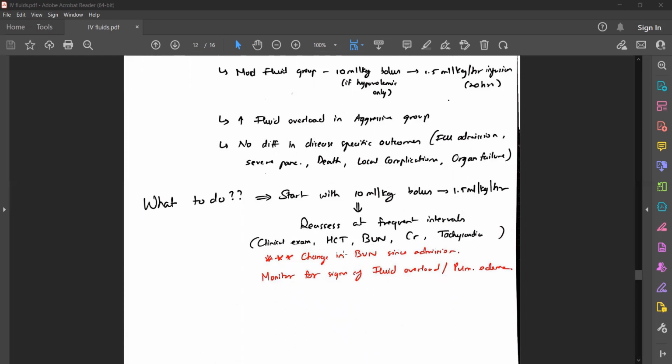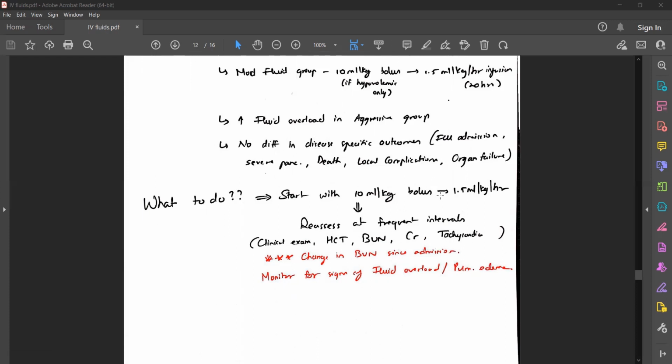You could see in which direction the hematocrit, the BUN, and creatinine are going, if the patient's tachycardia is improving or not. If there is a change in the BUN since admission, this also gives you a sign that the patient is responding and what you did was right. If not, then you could give the patients more fluids, in my opinion. Remember that not every patient with acute pancreatitis is going to come to you with the same level of volume status. Some might be drier than the others.